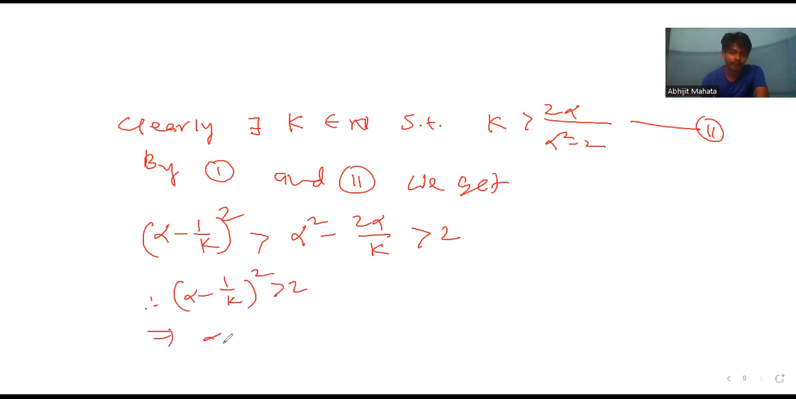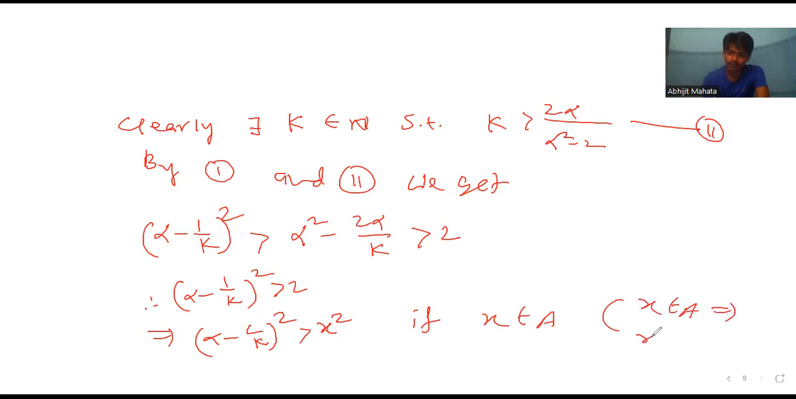So this implies (alpha minus 1 by k) whole square is greater than x square if x belongs to A. Why? Because x belongs to A implies x square is less than 2, and 2 is less than this. Now see what happened: the absolute value of alpha minus 1 by k is greater than the absolute value of x. Both are positive.